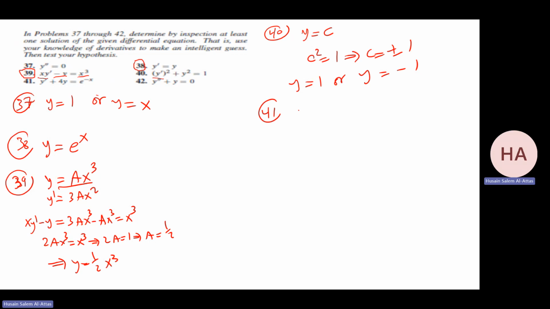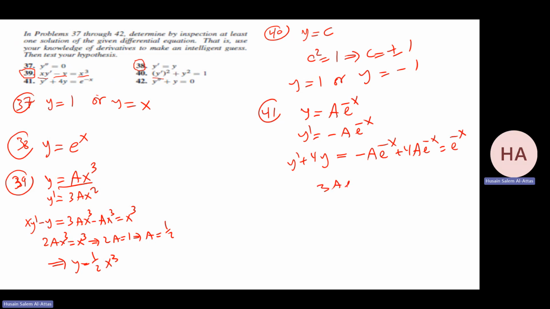41, I start with what? A e to the minus x. What will be y prime? Minus a e to the minus x. Plug it in. So I have y prime plus 4y. That gives me what? Minus a e to the minus x plus 4a e to the minus x. That should be equal to e to the minus x. So I have 3a. Correct? So a should be 1 over 3. So my function is 1 over 3 e to the minus x. As I said, it's always easy to check. So minus 1 over 3 plus 4 over 3, which is 3 over 3, which is 1.